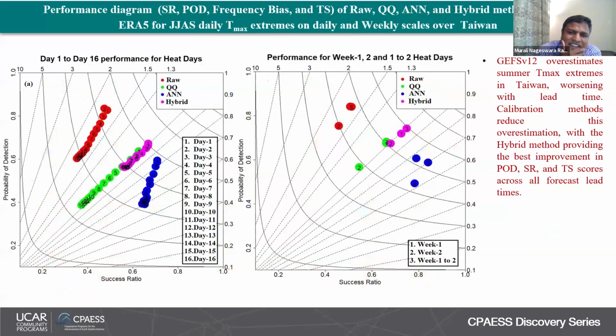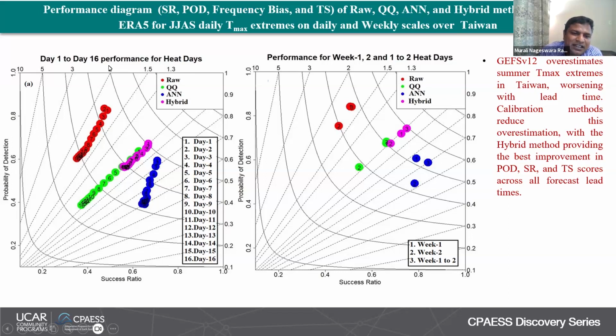These are other skill scores. This plot is the performance diagram, which depicts four skill scores at a time. The left y-axis is the hit rate, the other y-axis is the threat score, and the bottom x-axis is the success ratio. The diagonal lines are the frequency bias. If it is along the diagonal line, that means the frequency bias is exactly 1, meaning the model is able to produce the same number of events as in the observation.